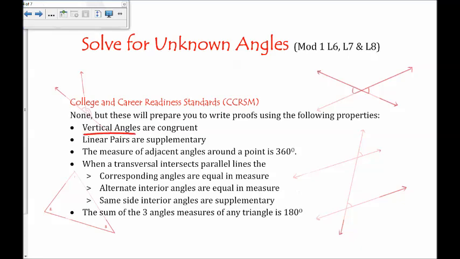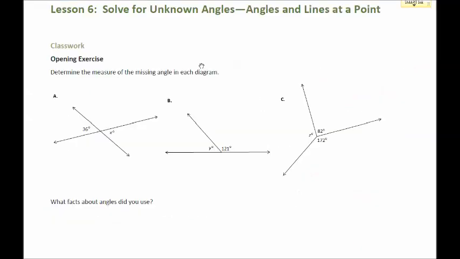Now, I know there are some new terms for you in this list. For example, vertical angles, adjacent angles, corresponding angles, alternate interior angles, same side interior angles, may be new terms for you, but we will talk about those in this video, and by the end of this video, hopefully you're more familiar with those vocabulary terms. Let's get started. We will start this video with lesson 6.